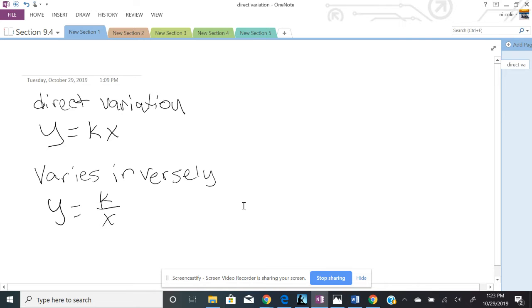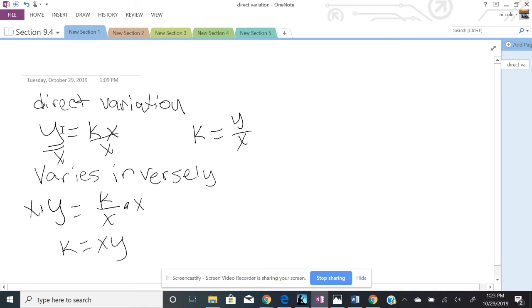But the other thing we will need to be able to do is solve for this k, which we call a constant. In order to be able to do these equations, we have to determine what our k is. So to find k, I would divide both sides by x, so I know k is equal to y over x. And same with inversely. How do I get k by itself? Well, it's divided by x, so I'm going to multiply both sides by x. So therefore, k is equal to xy. And we're going to need to be able to work with those.